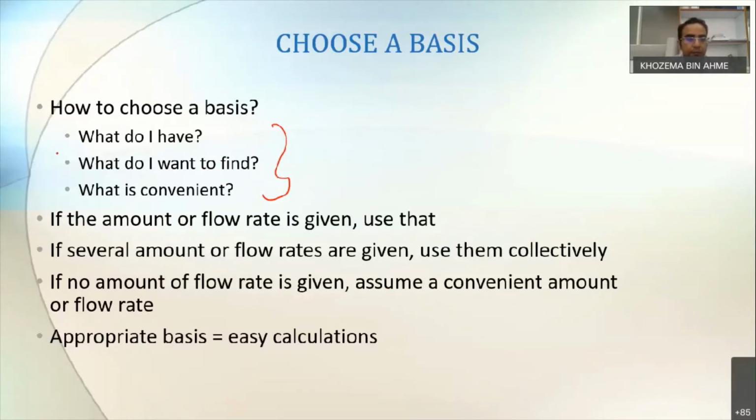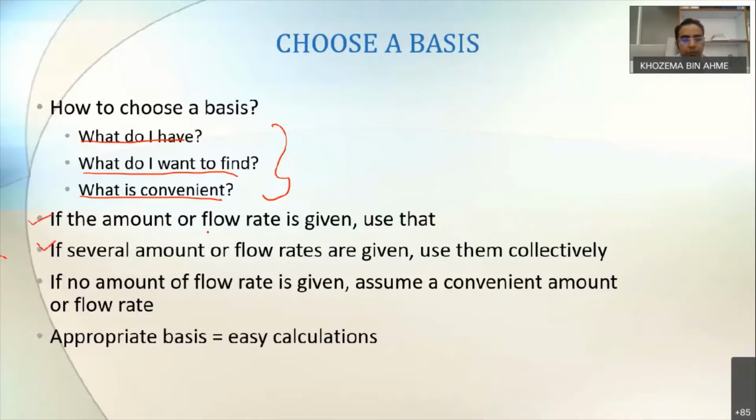There are 3 questions you must ask when you are choosing a basis. The first is, what do I have? Second is, what do I want to find? And third is, what is convenient? If you answer these 3 questions right, you should be able to find your basis. Most of the time, this is your situation: situation 1 and situation number 2.